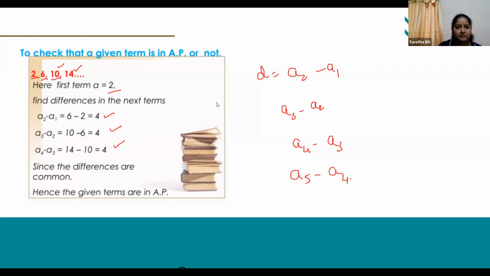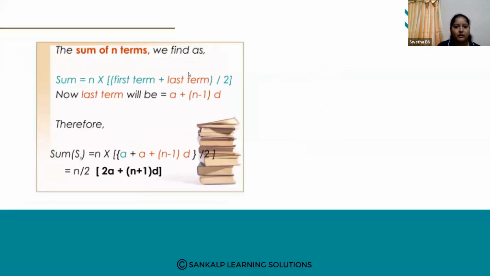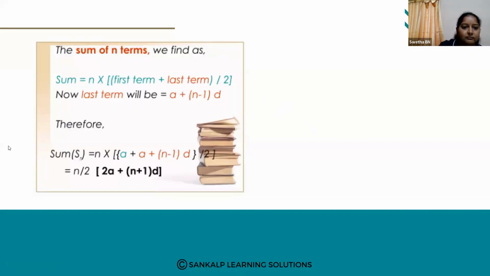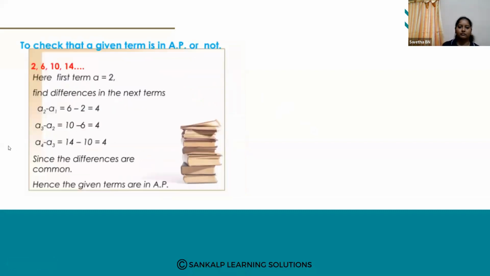Sum of n terms, a plus n minus 1 into... okay, that is for later. It comes in the third exercise, then I will teach you that. Okay, now we'll go for the exercise.